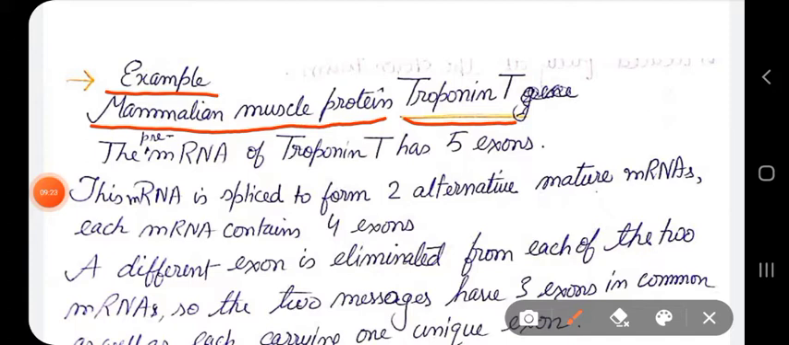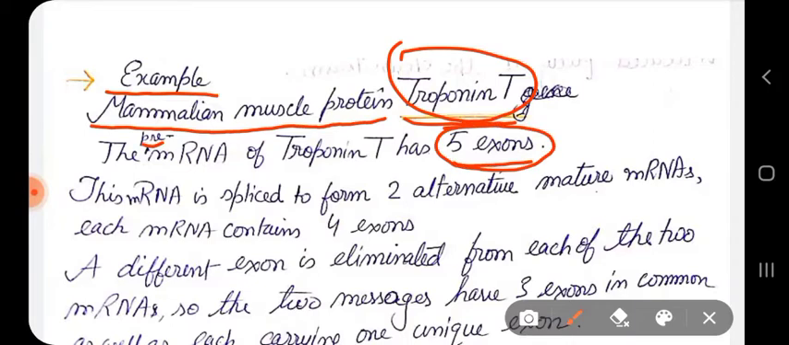So this mammalian muscle protein troponin T, the pre-mRNA from the troponin T has 5 exons. That means before the formation of this troponin T, the mRNA which encodes this troponin T, better to say the pre-mRNA, which has not been processed yet, has 5 exons.